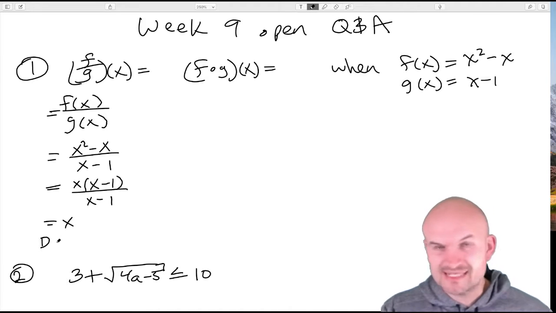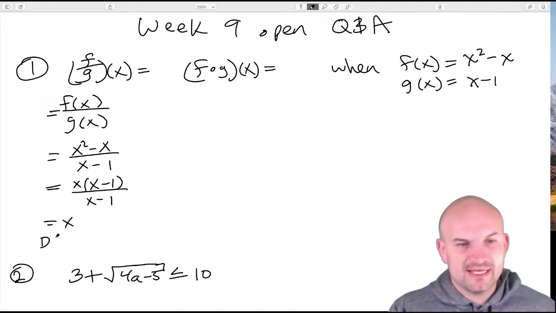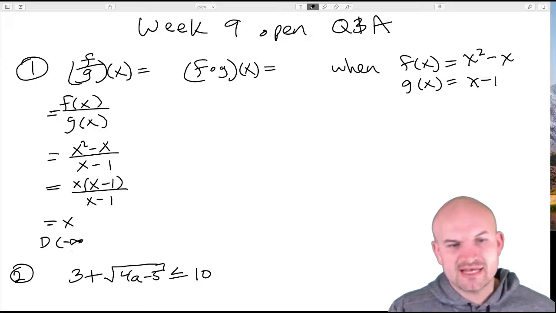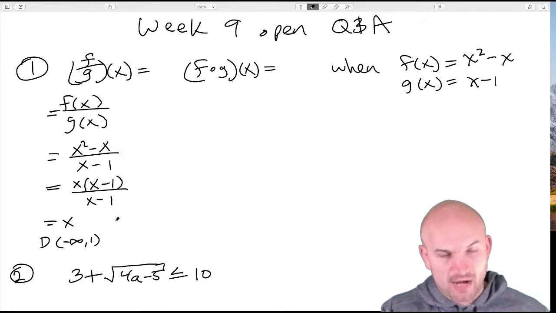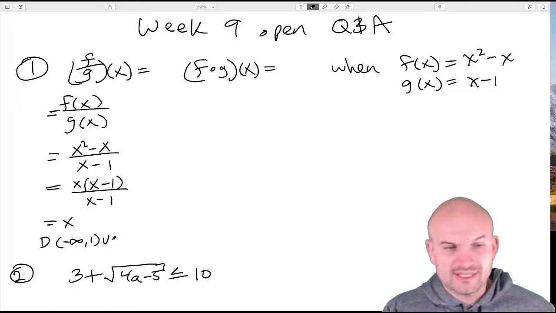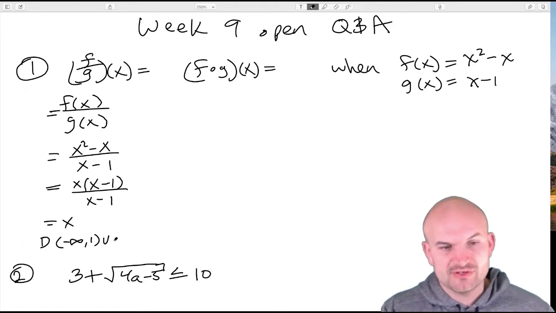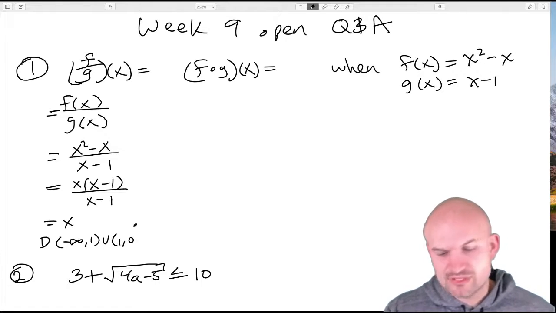Now, again, sometimes we want to identify the domain here. So the domain is going to be all real numbers except for 1. Even though the 1 can be divided out, it's still going to be a hole in the function, or in this division of two functions. So it's still going to be a restricted value.